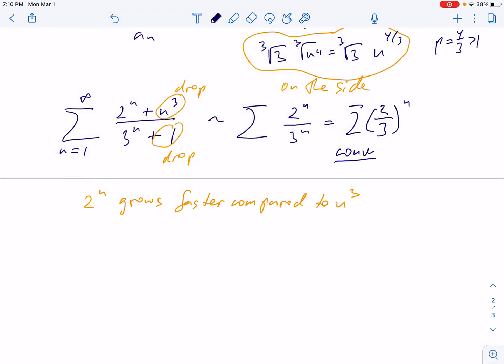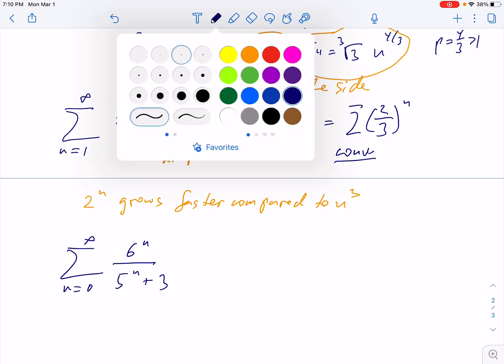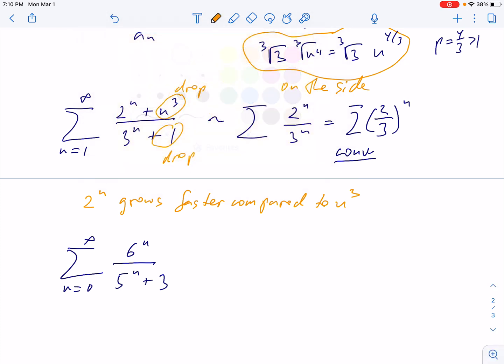One more with the geometric series. Look at this. Let's say I have 6 to the power n on top, and here below 5 to the power n plus 3. And let's say starting from 0 to infinity. Here, obviously, I can drop this 3. Drop this.